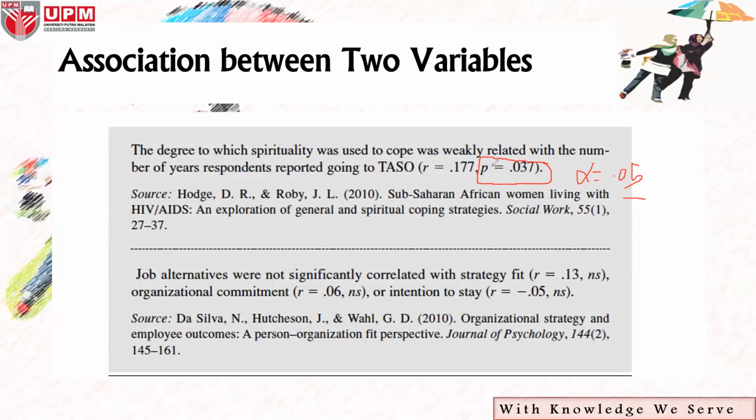Okay, so how do we determine whether the association is significant or not? We compare this value against alpha. If the value here is lesser than alpha, the result is significant. If this value is lesser than alpha, the result is considered to be a significant association. But if the p-value here is larger than or equal to alpha, therefore the result is not a significant association.